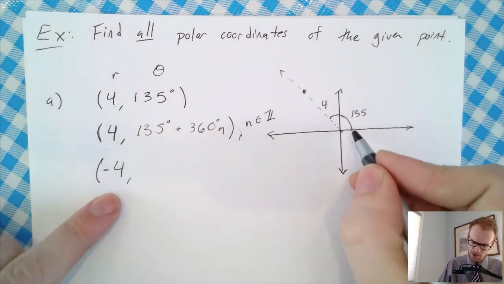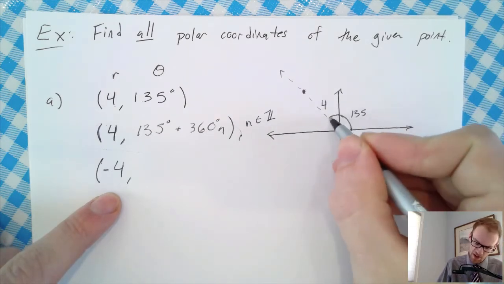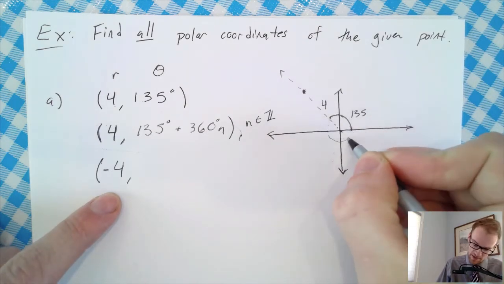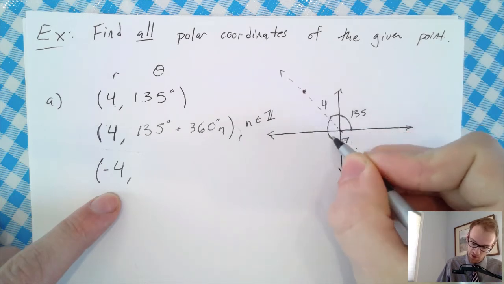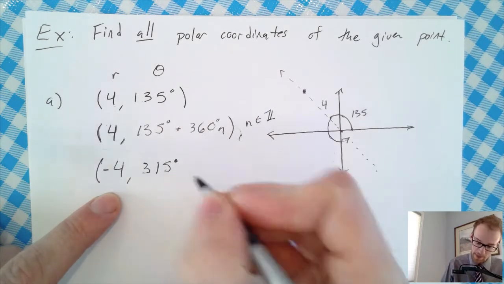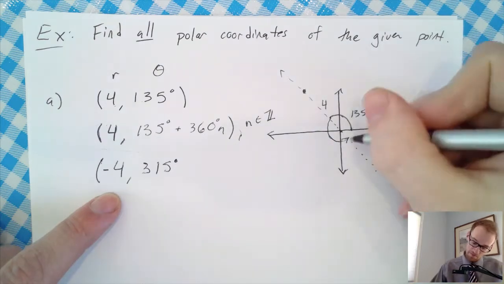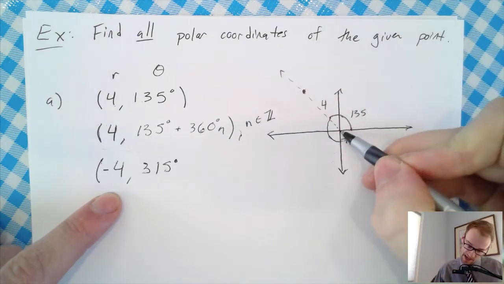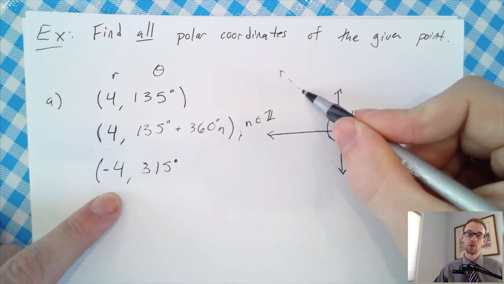So rather than going 135 degrees, I could go 135 plus 180, which would end up where? 135 plus 180, 315. So I could be 315 and I'd be facing this way, but then I'd go -4 units as a radius, and that would end me up right there.